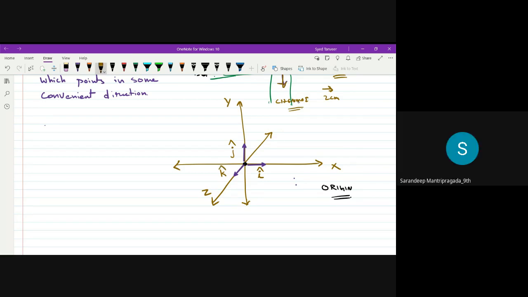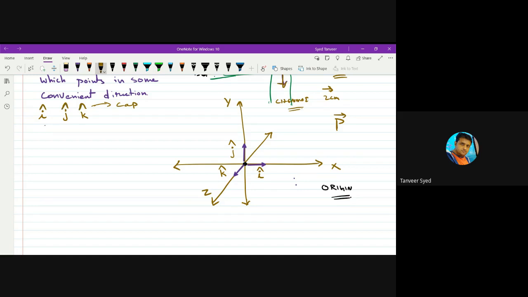Sir, i cap, j cap, k cap. This is cap, C-A-P cap. We put this cap to show that it is a unit vector. Normally, if I write a vector quantity like P, to tell that it is a vector quantity, we put an arrow over its head. But these are special vectors, unit vectors. To tell that this is a unit vector, we put a cap over its head.